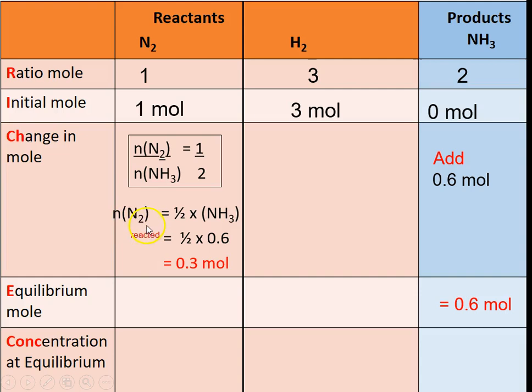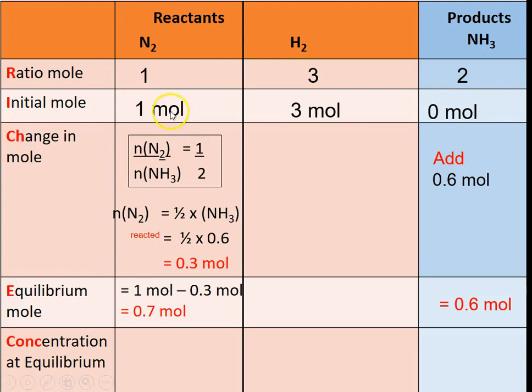It's good sometimes to write just beside, because we've got the number of moles of nitrogen initially, we've got the number of moles of nitrogen that's reacted, and we're going to work out the number of moles of nitrogen at equilibrium. So sometimes it's good just to label things, initially, reacted and equilibrium, to keep it clear what you're doing.